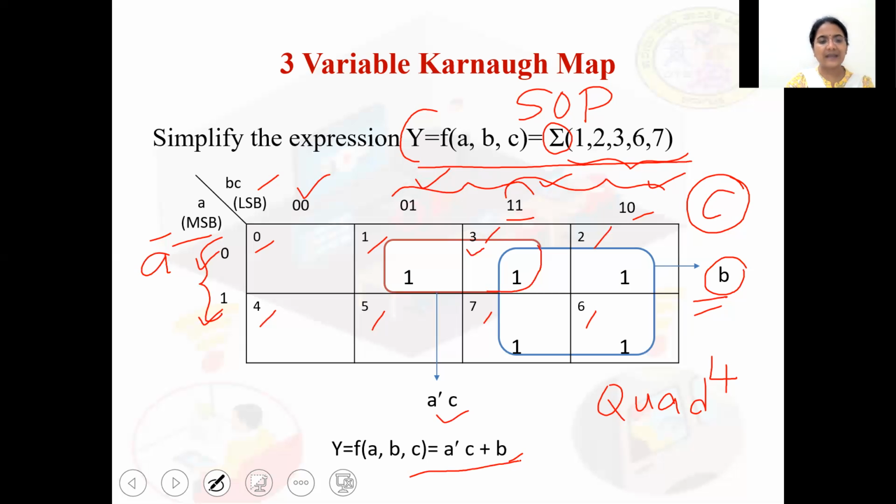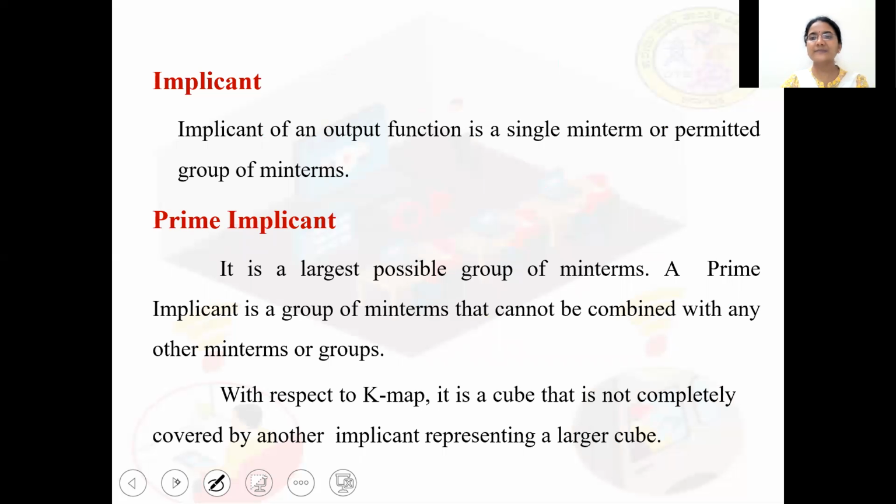This is the way we have to write the K-map, by considering how many variables we have in the function, and after writing the K-map, we have to enter the logic highs for the respective min terms, follow the rules for grouping, and then get the final expression.